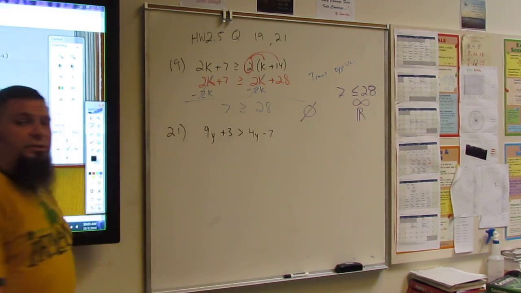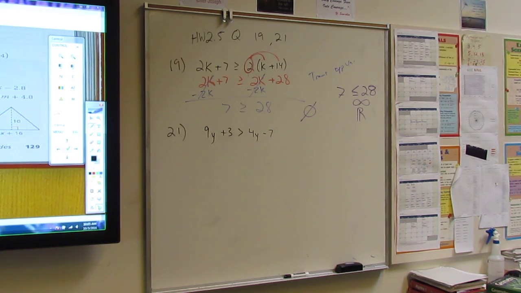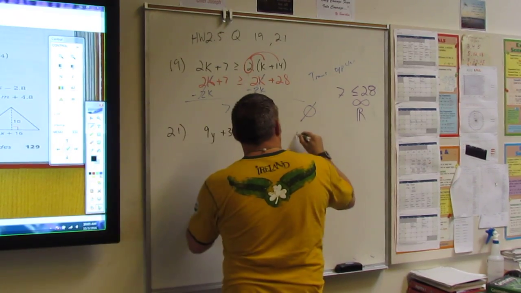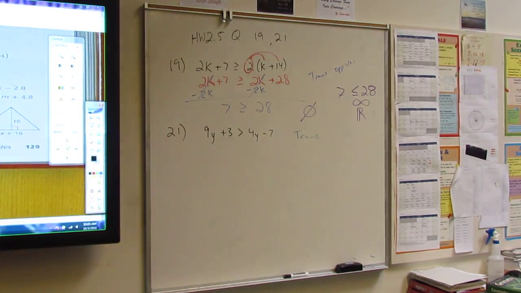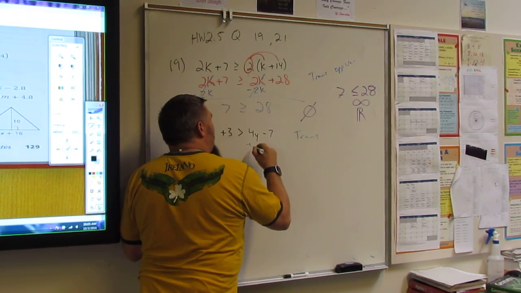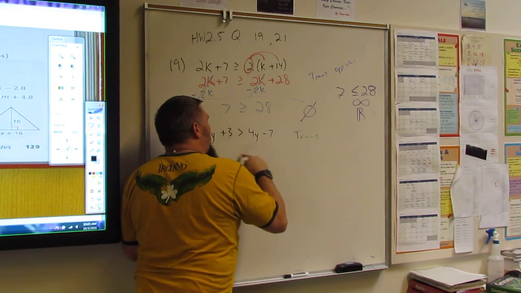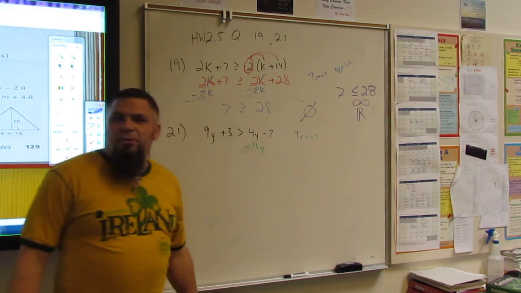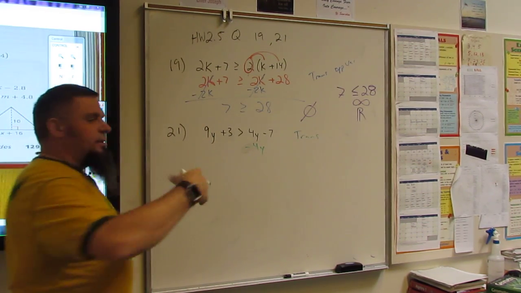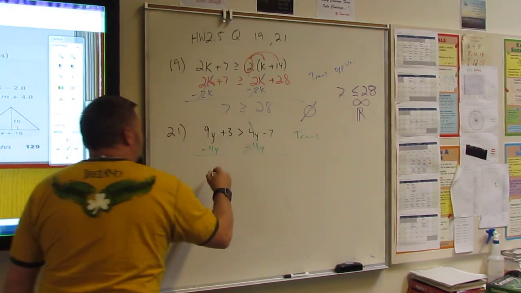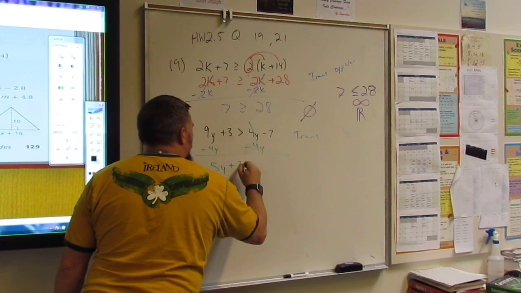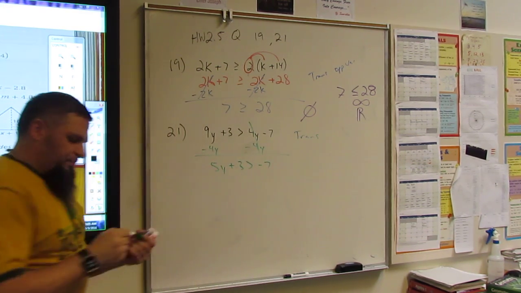So this one, we're going to do the same thing. In this case, we are in transition. We have a variable on both sides, so we're already in the transition state, right? We're going to move the lowest variable. So what's lower, 4 or 9? 4. So how do I move it? By adding the opposite, right? What's the opposite of 4y? Minus 4y. What I do to one side, I do to the other. Now, in this case, I get 5y plus 3 is greater than negative 7.